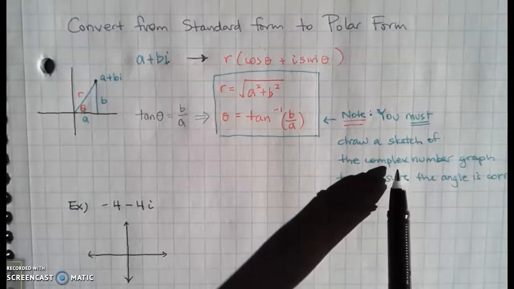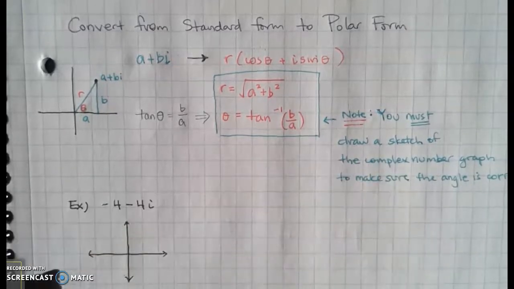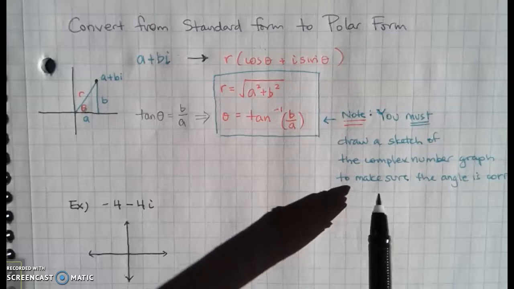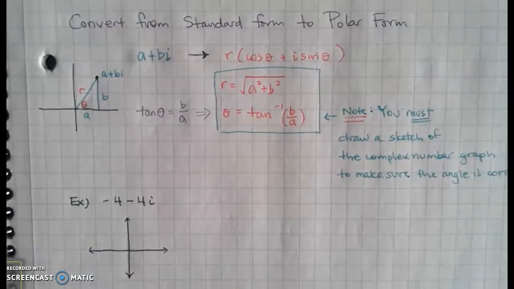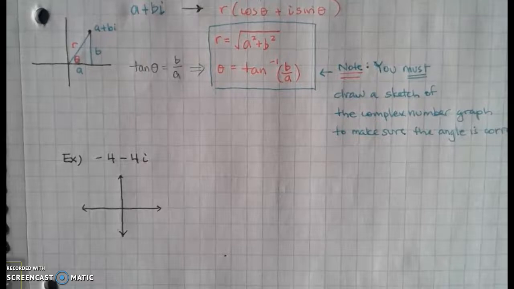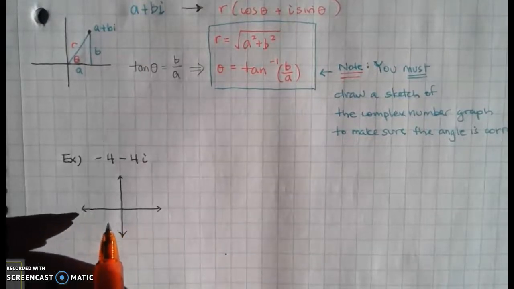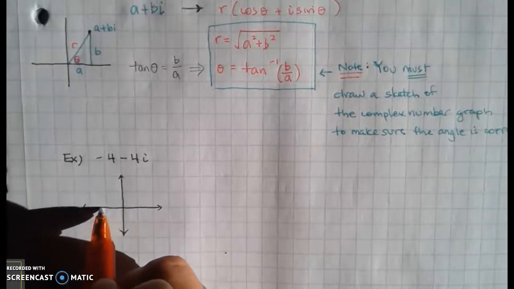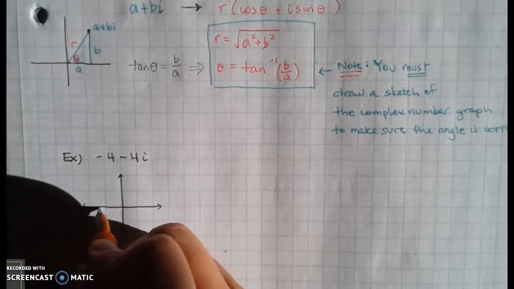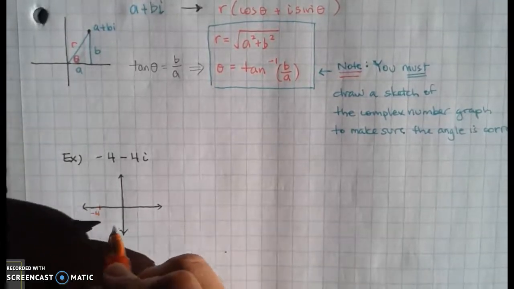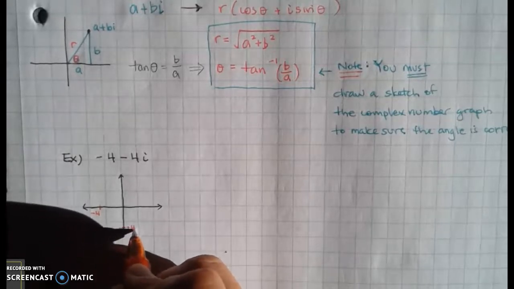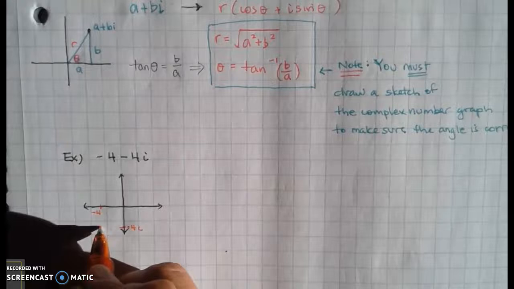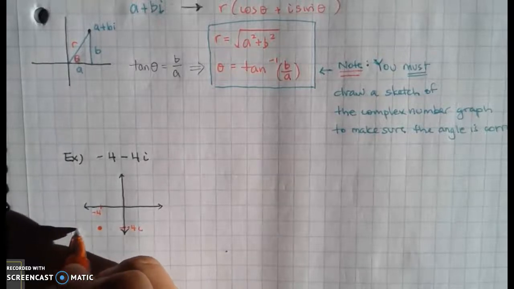This is the most common mistake that students make, getting the wrong quadrant measurements. Okay, so make sure you do that. To demonstrate that, we're going to try this example. -4 minus 4i. Okay, so if I was to plot this, -4 is going to be here, and then -4i, let's just call that -4i. So this is going to be my point, -4 minus 4i.